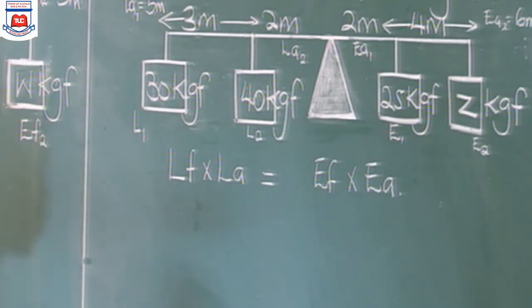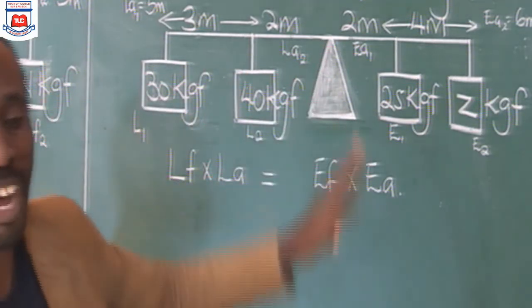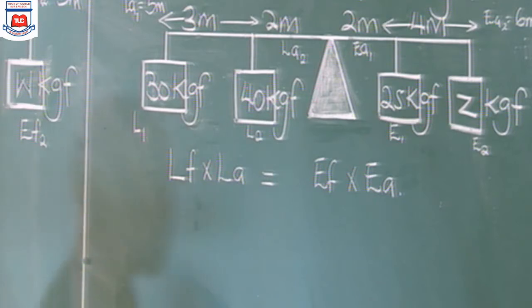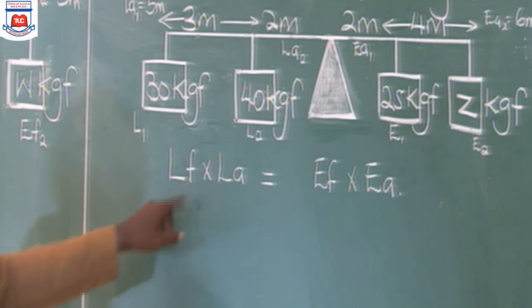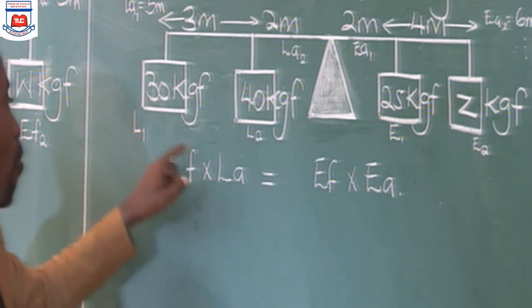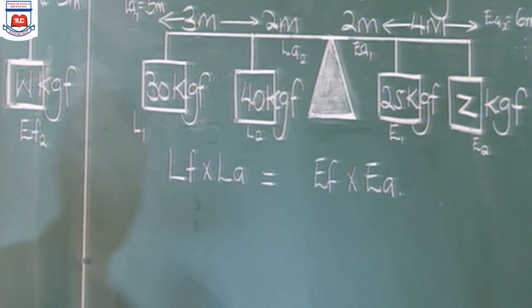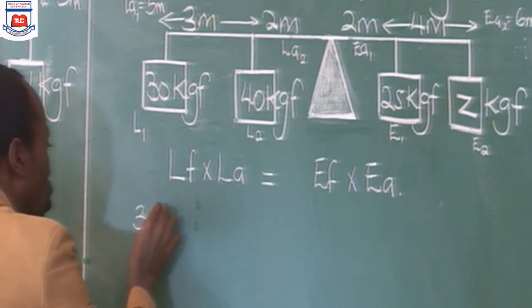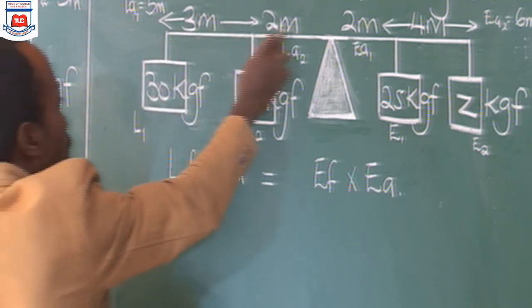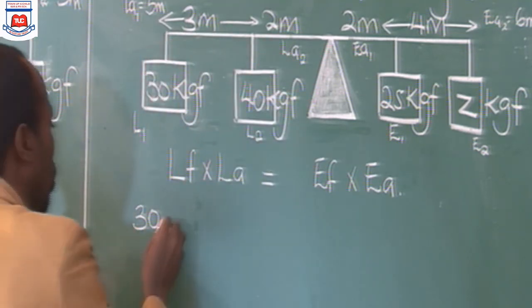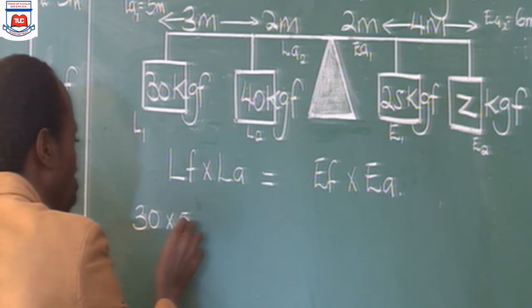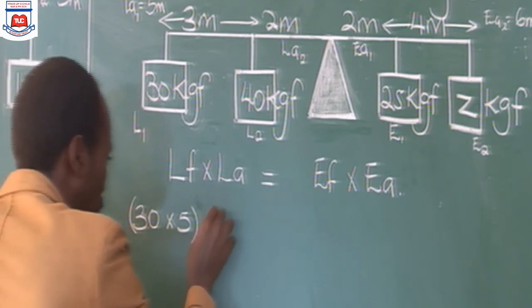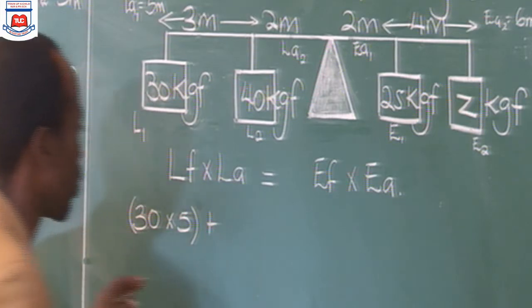Our work is to substitute. After laboring to find out what we have been given, our next step is to substitute, as simple as that. All right, let's go ahead and see. Load force multiplied by the load arm. Let's look at load force 1. In the case of load force 1, we shall have 30 kilogram force multiplied by its distance from the pivot, which is times 5. Put that in brackets first. Then you add another force.